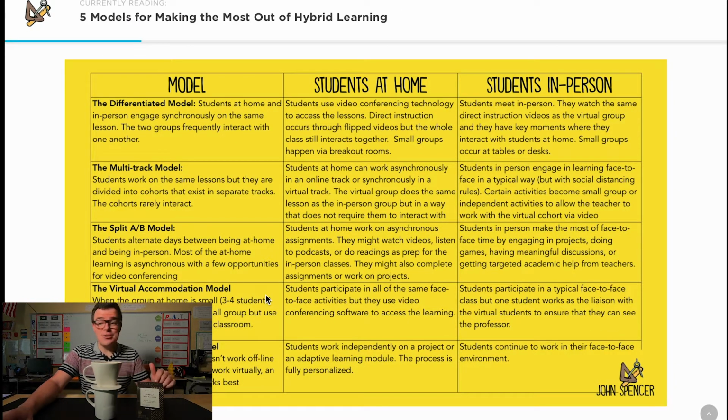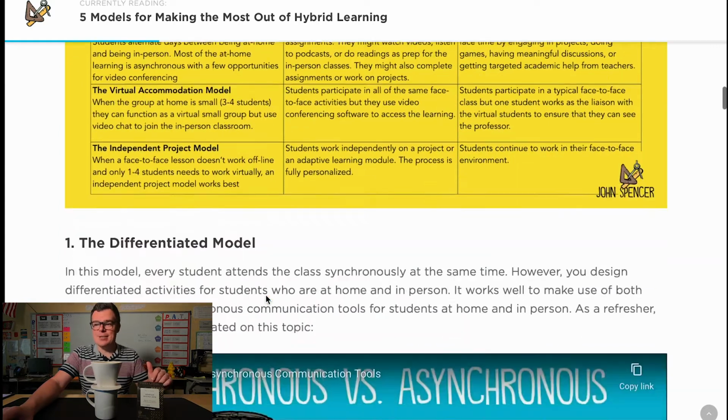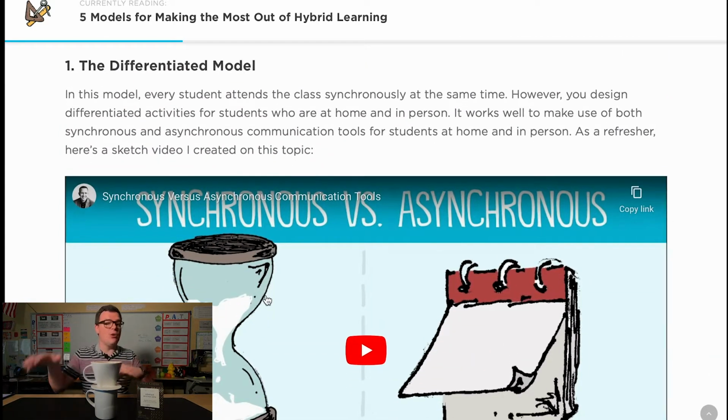So let's take a look at the first model, which is the differentiated model. The differentiated model means whether they're in person or at home, they're going to attend class synchronously. So they're all on at the same time. If they're in person, they're with you in physical reality. And if they're at home, then they're connected via some kind of video conference program. Basically the differentiated model says we're all in this together, we're all working at the same time. I'm here as a teacher managing both, but if you're at home, you're doing different things than you're doing if you're in school.